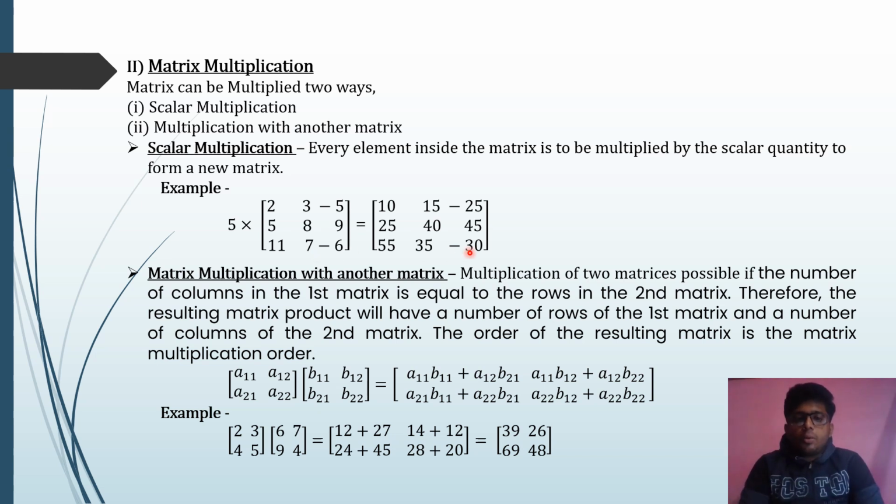Now the most important topic is multiplication of a matrix with another matrix. Matrix multiplication is possible if and only if the number of columns in the first matrix is equal to the number of rows of the second matrix. Only then is matrix multiplication possible. Here you can see that both are 2 by 2 matrices and the resultant matrix should be 2 by 2. So matrix multiplication is done in this way.